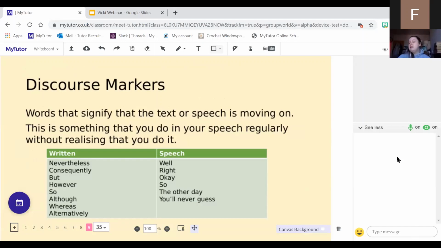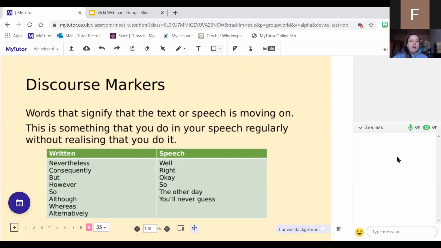So these are words that signify that we're moving on. So I've given you some examples for written and speech. So these are things that we do automatically without really realising that we do it. So I've given you some examples for written. These are a little more exciting, a little bit more interesting, sophisticated, because speech goes so quickly that we don't necessarily use complex words in everyday conversation. So one that I use quite often is, "so, right now we're going to do this."